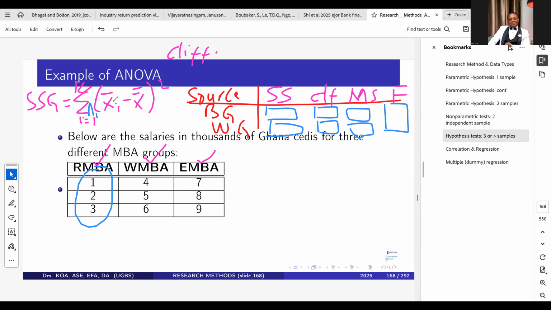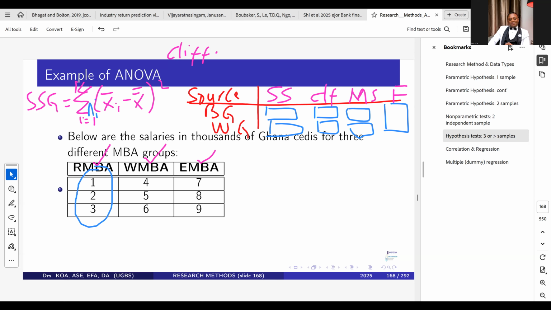The XI bar refers to the mean in each group. So you might want to write that down. XI bar is the mean in each group. And then the X bar bar is the grand mean. It's not the mean of means, take note. It is the mean of all the observations. So you cannot take the mean in each group and then find the mean of that. No, it is rather taking the mean of all the observations put together.